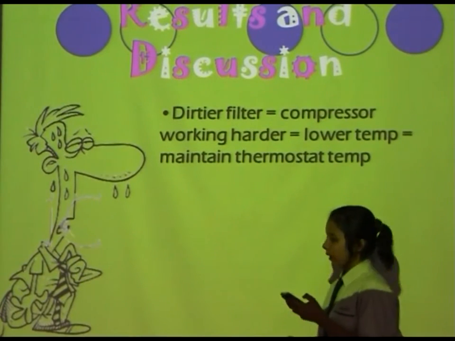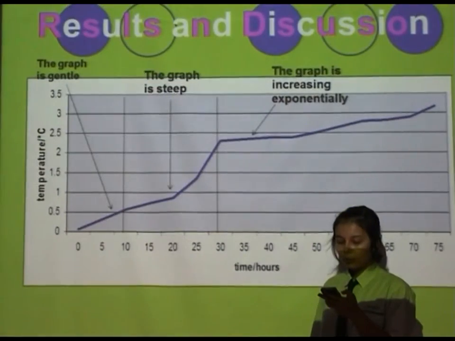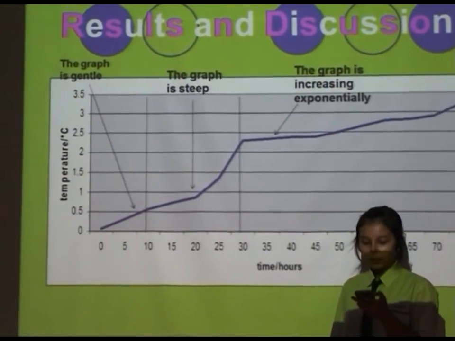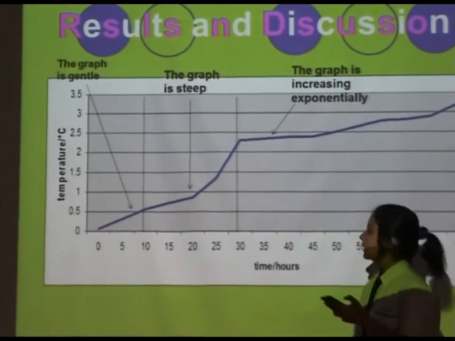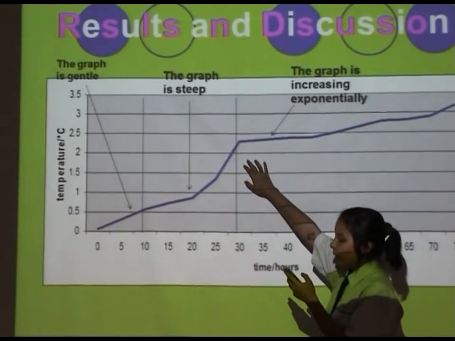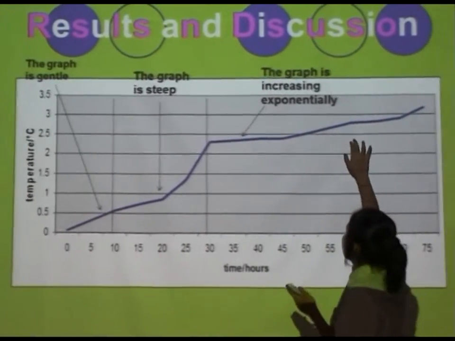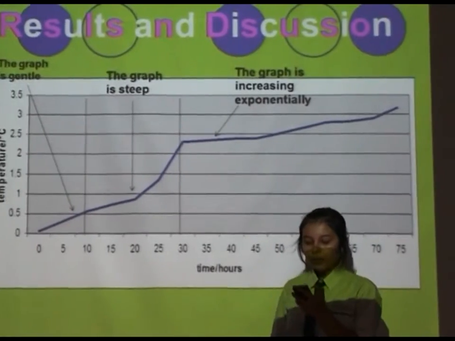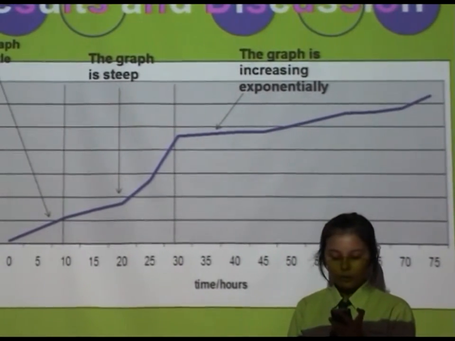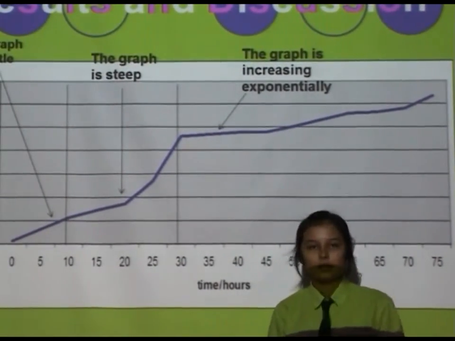Furthermore, through this experiment, we hope to find out the optimum time to wash the aircon filter. Since at about 30 hours the graph starts to increase exponentially, we can conclude that the filter should be washed between 7 to 10 days.